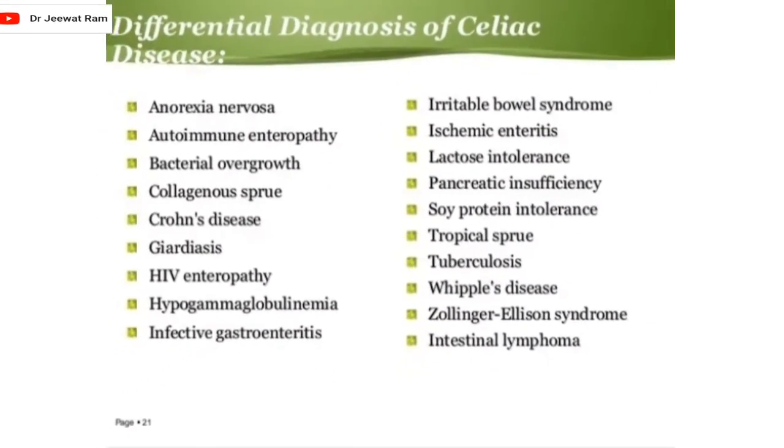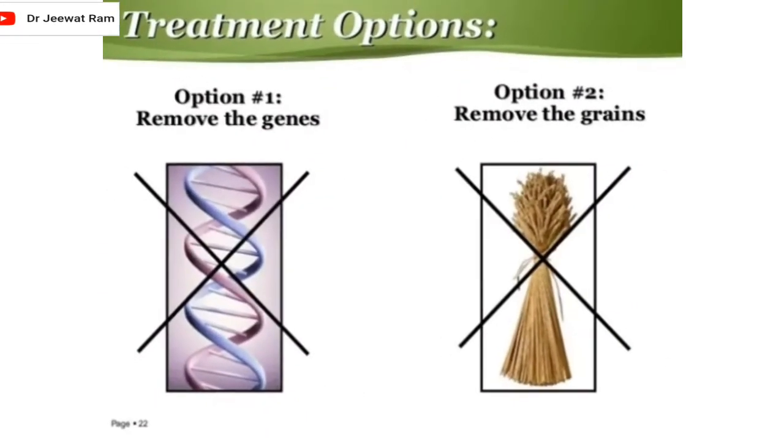Differential diagnosis of celiac disease: anorexia nervosa, autoimmune enteropathy, bacterial overgrowth, collagenous sprue, Crohn's disease, giardiasis, HIV enteropathy, hypogammaglobulinemia, infective gastroenteritis, irritable bowel syndrome, ischemic enteritis, lactose intolerance, pancreatic insufficiency, soy protein intolerance, tropical sprue, tuberculosis, Whipple's disease, Zollinger-Ellison syndrome, and intestinal lymphoma.